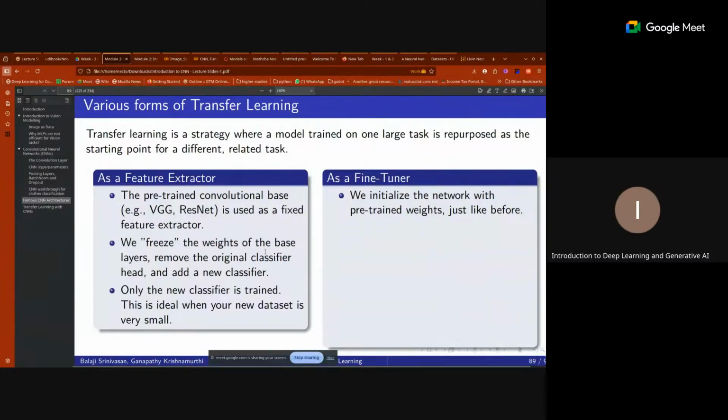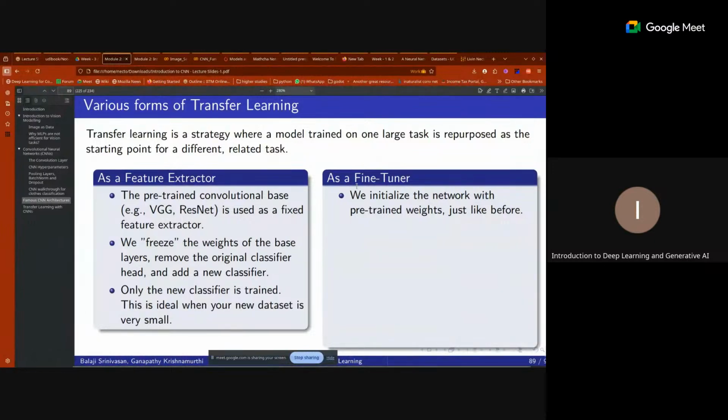So the remaining layers are basically a new neural network part, right? A randomly initialized neural network part, and that part will start training from scratch. So this is one way of transfer learning.